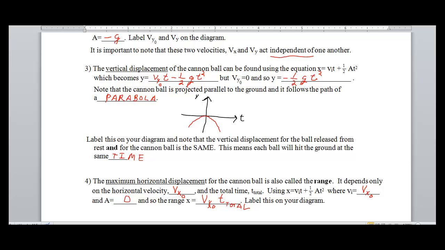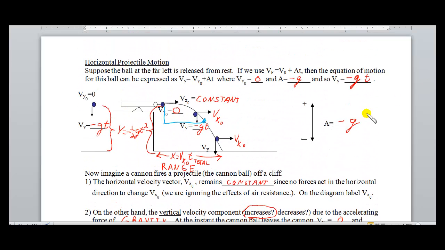And if you go back and take a look at my diagram, this is what we're talking about. This right here is my range, the total horizontal displacement for my projectile. And the equation is x equals Vx sub 0 times t total. So mark this on your diagram. Push that pause button, and then we'll return.